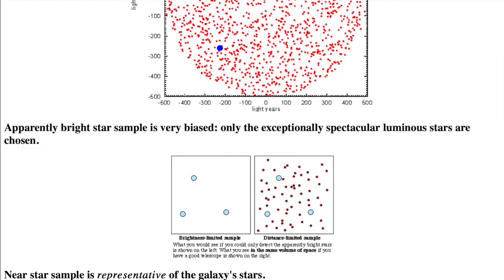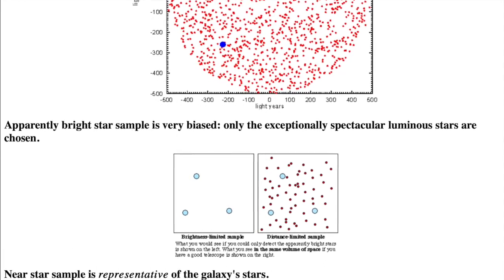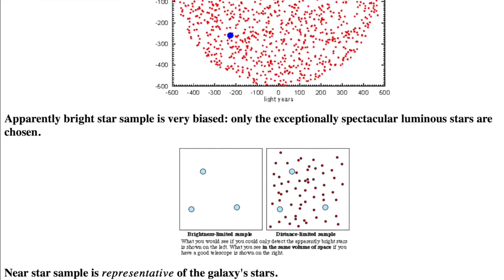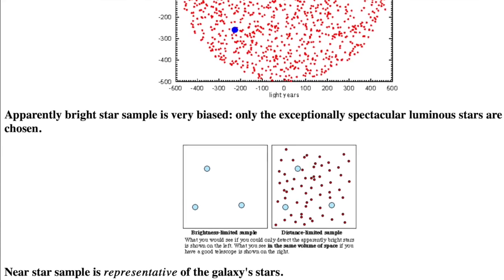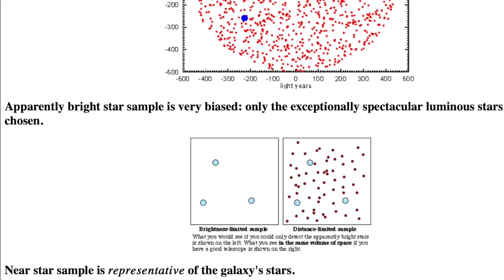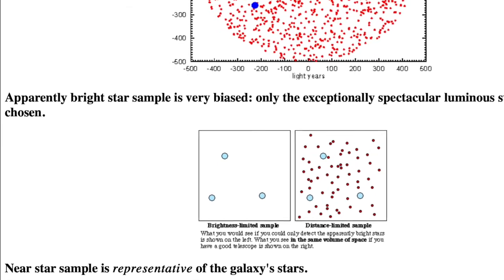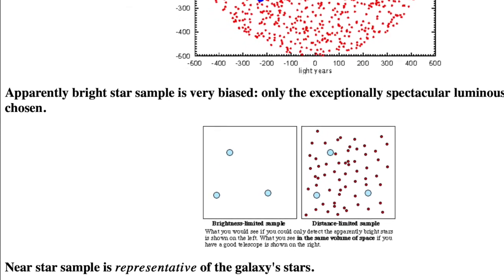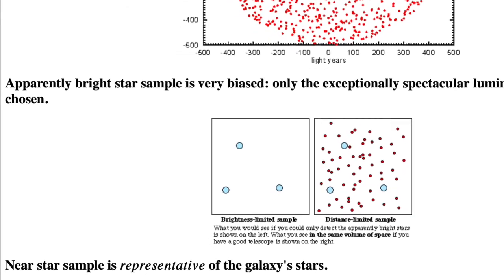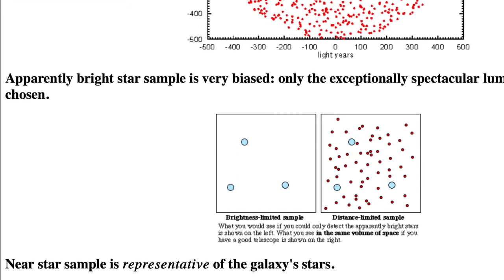The sample that is very biased is the apparently bright star sample because it only picks out the exceptionally spectacular luminous stars. It picks out the ones that you would see under even the worst of conditions. The near star sample is representative of the galaxy's stars. There are more K and M stars in a distance-limited sample because there are really more K and M stars in the galaxy. In fact, a distance-limited sample of any type of glowing astronomical object is a more unbiased representative sample than a brightness-limited sample.